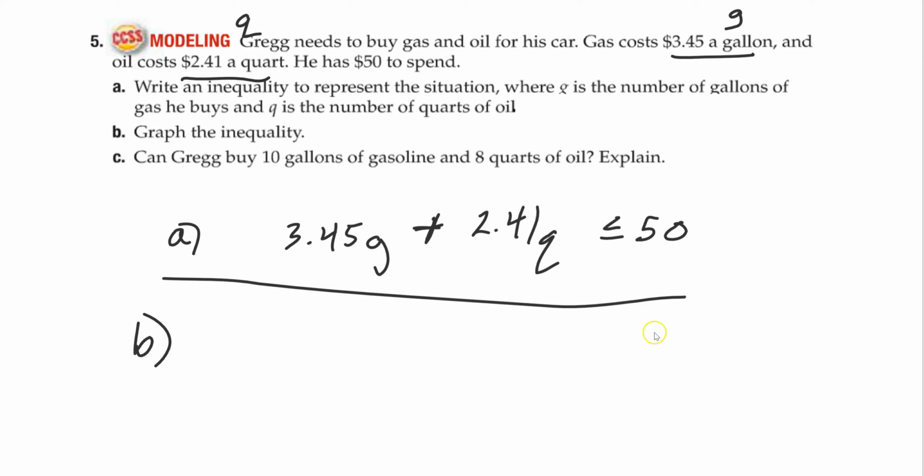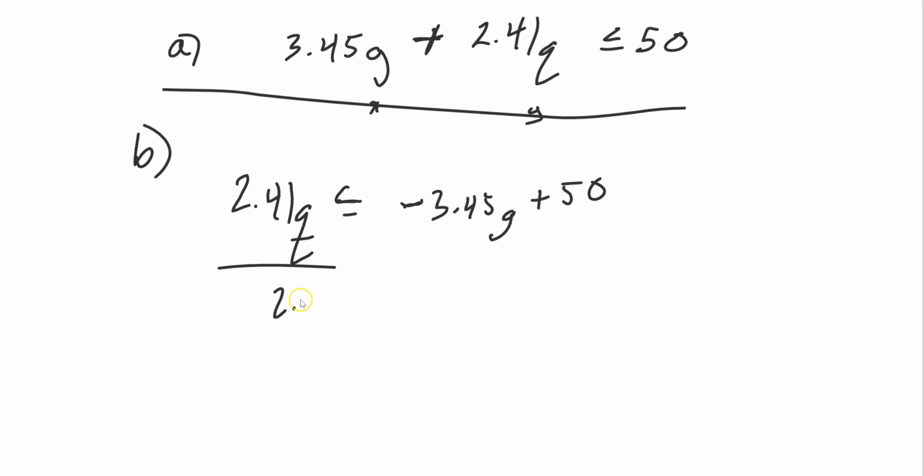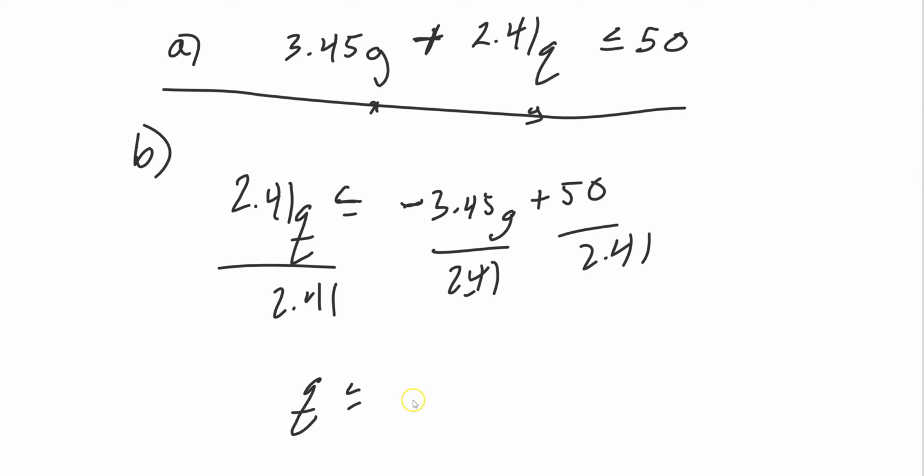So if we're going to graph this on the XY chart, well, I don't have X and Y, I have G and Q. Just solve for one of the variables. Let's make Q like our Y. So we're going to solve for Q. So 2.41 Q is less than or equal to negative 3.45 G. Subtract that from both sides. Plus 50. And I got to divide by 2.41. That's not going to be pretty. And I'm going to get Q is less than or equal to whatever that is, plus whatever this is.